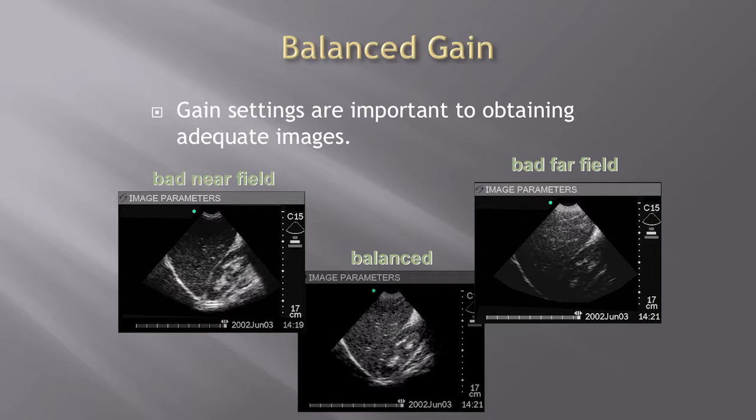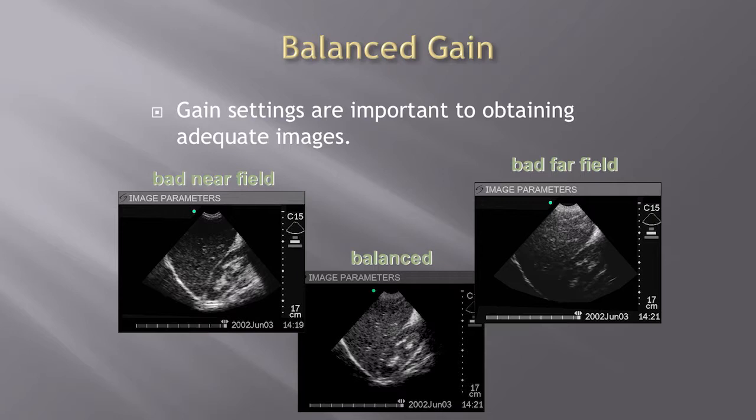But when you first started scanning the patient, this is what you got. And what do you see? You can see the kidney quite nicely. You can see the far portion of the liver, but you can't really see what's going on here. This is a bad near field, and you can adjust the gain. This would be adjusting the near gain to get this image.